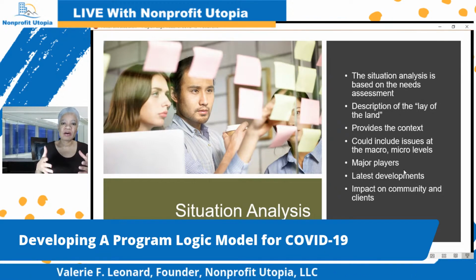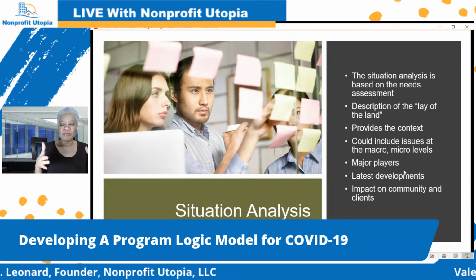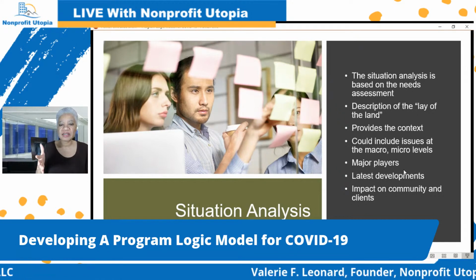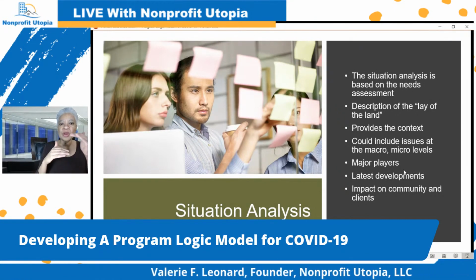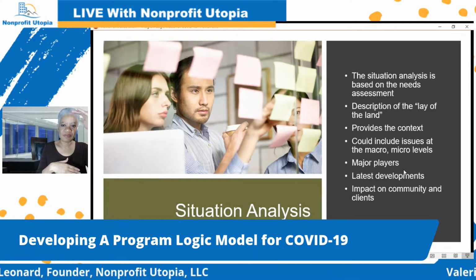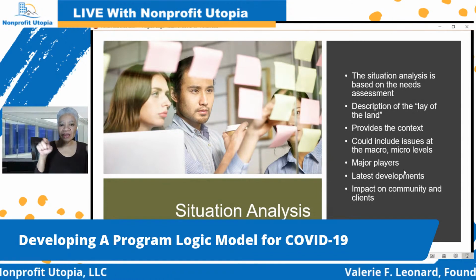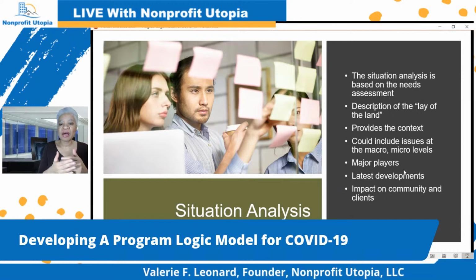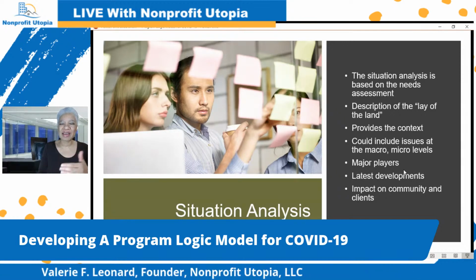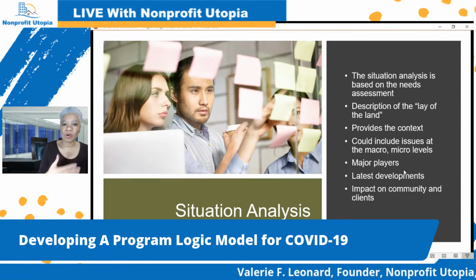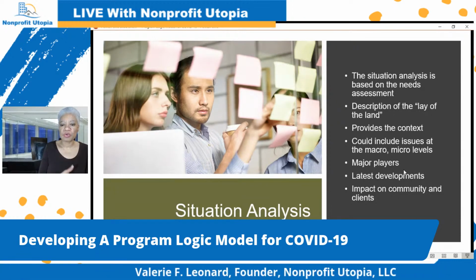When we look at what's going on at the micro level, we're looking at what's happening with our own organizations, and then somewhere between our own organizations and what's going on at the federal level, we have what's going on at the state level, we've got what's going on at the county level, what's going on at the city level, and what's going on in our community. So we've got to be cognizant of all of that, because all of that impacts our work, whether we're aware of it or not. So we got to know who the major players are.